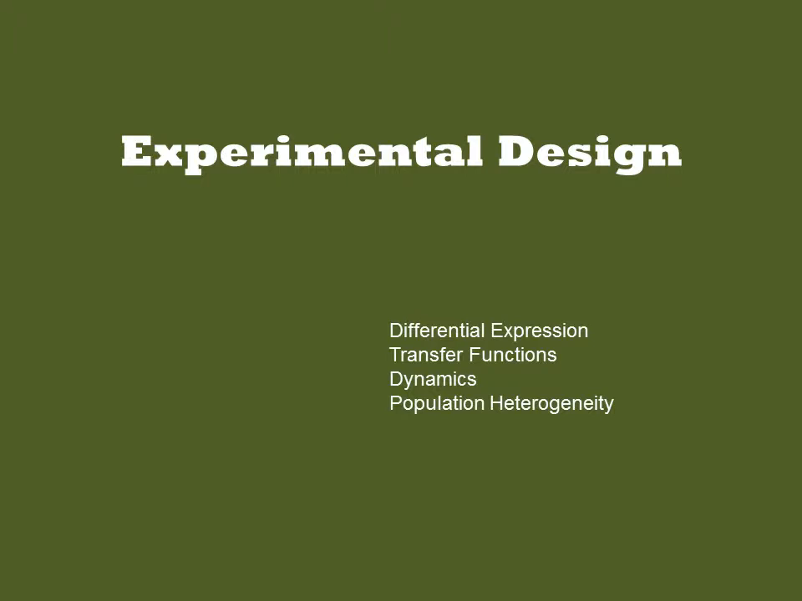In differential expression, you are comparing a strain's function under 2 or more environmental conditions. In a transfer function, you are continuously varying some environmental parameter and trying to produce a function relating the output behavior to this input. Dynamics involves following the system over time with your assay. Finally, population heterogeneity involves performing your assay on individual members of the cell population.